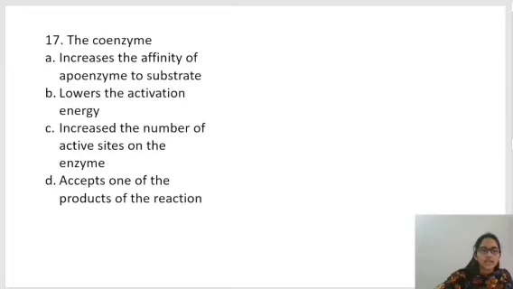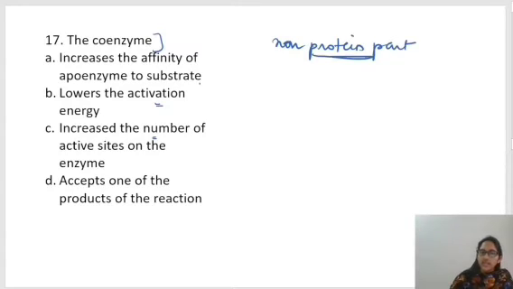The coenzyme increases the affinity of apoenzyme to substrate, lowers the activation energy, increases the number of active sites on the enzyme, and accepts one of the products of the reaction. What do you think is the right answer? What is the coenzyme? It is the non-protein part of the enzyme. The non-protein part of the enzyme is of three types: prosthetic group, coenzyme and cofactor.